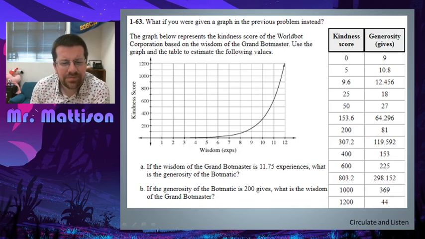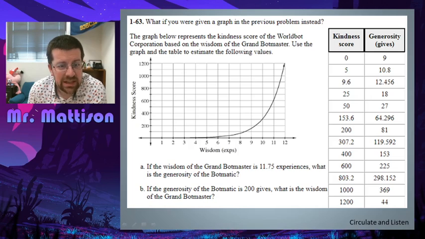So that's how we can relate those things. Let's try it on B. If the generosity of the Botmatic is 200 gives, what is the wisdom of the Grand Bot Master? So if we have a generosity of 200 gives, well, that's not really here.